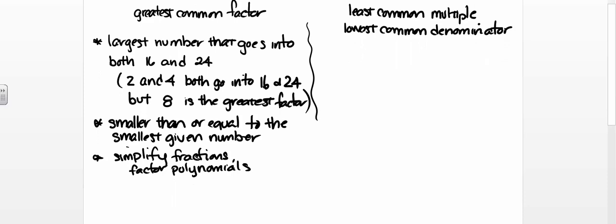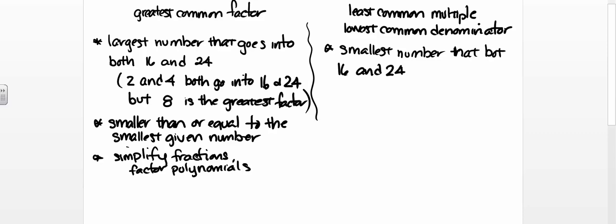With the least common multiple, we're looking for the smallest number, or the least number, that both 16 and 24 go into. Okay, and we're talking about multiples, right? So these are going to be larger numbers. So we can think about multiples. Multiples of 16: I have 16 and I multiply that by 2, I get 32. I multiply that by 3 and I get 48. Add another 16 and I get 64.